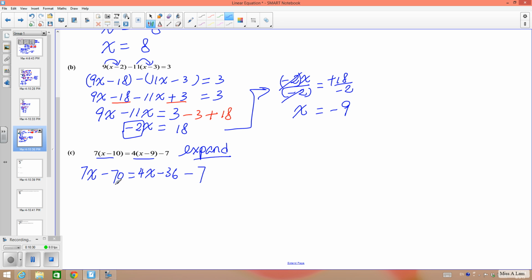And then we group the x terms to the left, and then we put the numbers to the right.